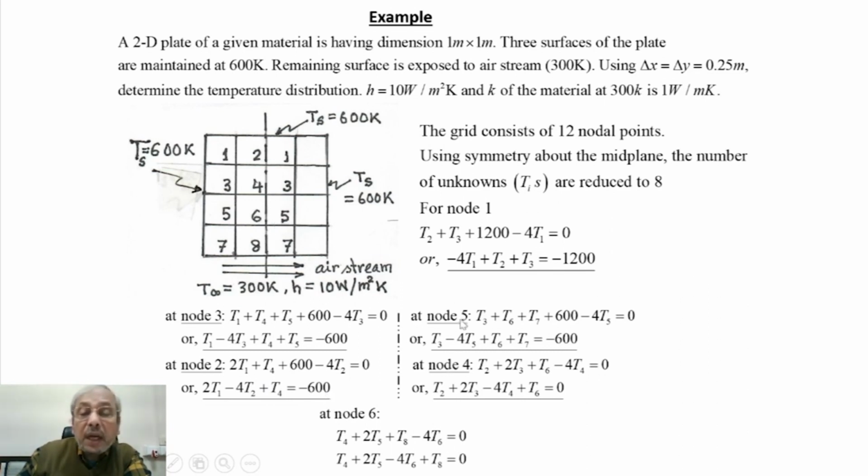Let us look at another node, node 5, which is T3 plus T6 plus T7 plus 600 minus 4 times T5 equal to 0. So we can write T3 minus 4 times T5 plus T6 plus T7 equal to minus 600.